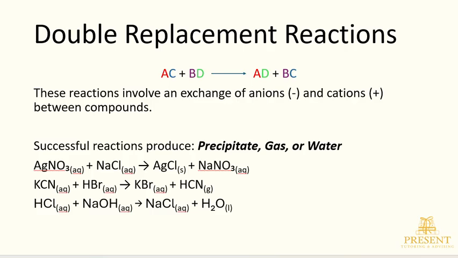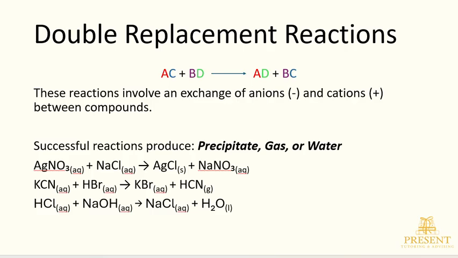So we actually do ask ourselves, what is it going to take for us to have a successful double displacement reaction? Usually, double displacement reactions or double replacement reactions are usually successful when you either produce a precipitate, which is a solid, when you produce a gas, or when you produce water.